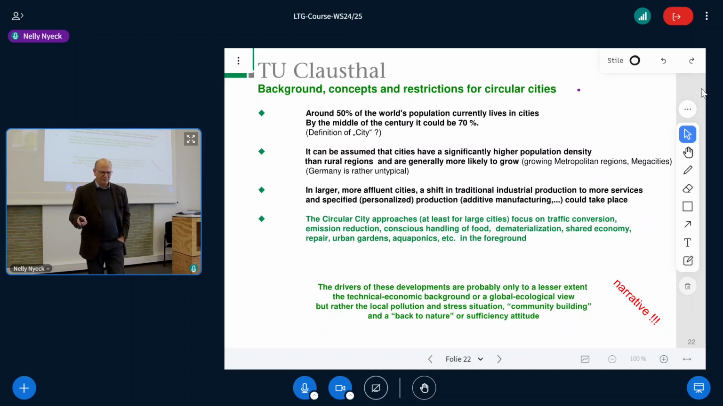So it's to a lesser extent a technical economical background or a global ecological view for people dealing with that. So it's rather local pollution, stress situation, community building, back to nature, and sufficiency attitude. That's typical for a circular city.